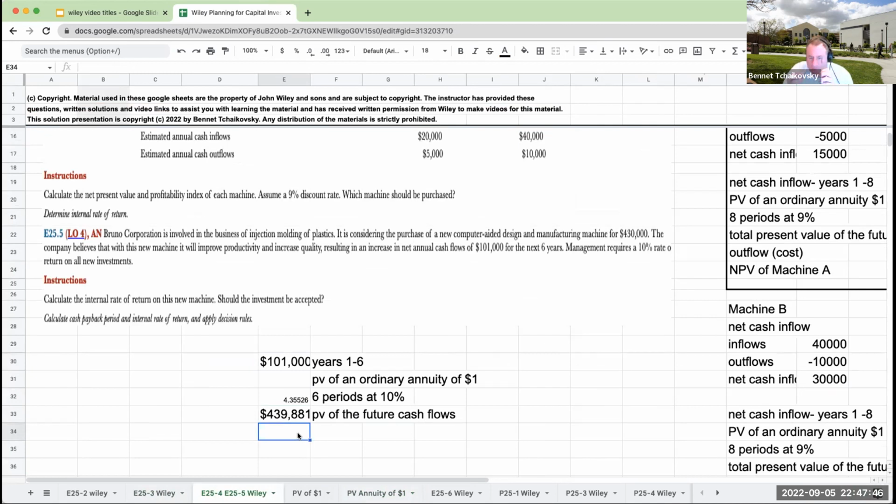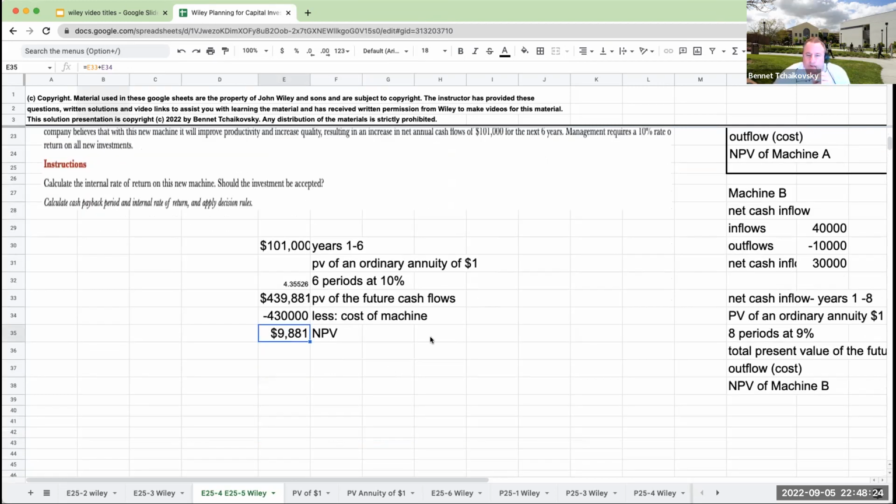Now over here, my cost of the machine is basically 430,000. So my net present value is going to be 9,881. Now, what this is asking us to do is calculate the internal rate of return on this new machine, and should the investment be accepted. So the internal rate of return is essentially what makes the net present value go to 0.